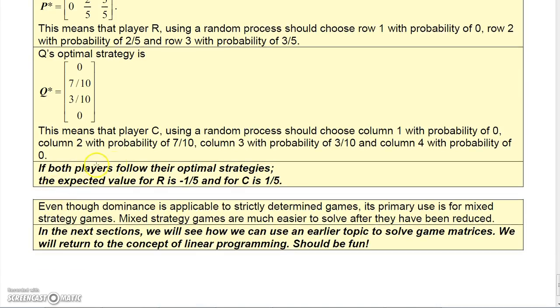And if both players follow their optimal strategies, the expected value for R is to lose on average -0.2. I guess in terms of dollars that would be 20 cents. And then C would gain on average 20 cents per game.